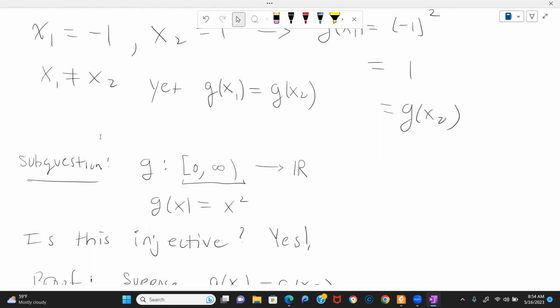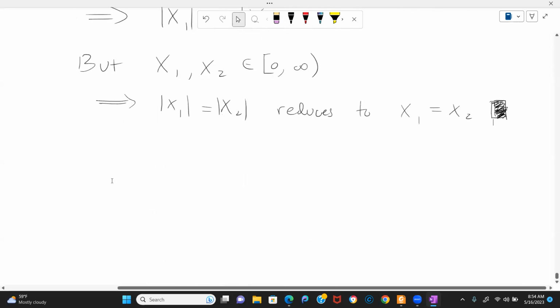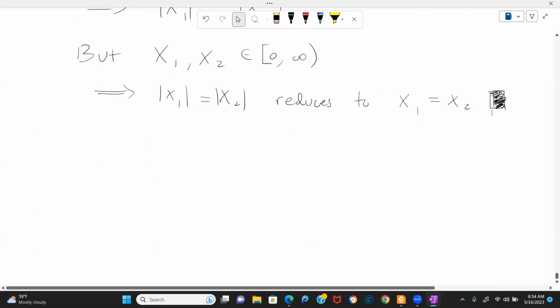The trig functions are not injective on their whole domain because they're periodic, right? They repeat infinitely often. So they don't have an inverse on the whole real line, but you can chop up the real line into a small part where the function is in fact injective. So that is going to be something we're going to see a lot as well. So that's how you define an injective function.